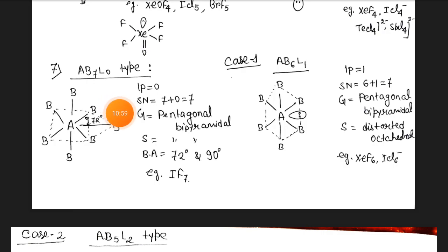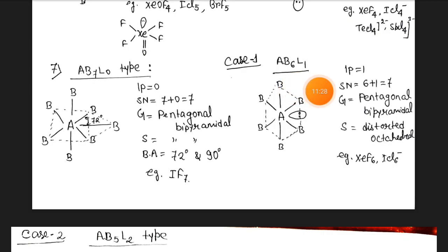Next, AB7L0 type, that is lone pair is equal to 0, steric number 7 plus 0 is equal to 7. Geometry is equal to pentagonal bipyramidal, but shape is also pentagonal bipyramidal because lone pair is 0. There are two types of bond angles, that is 72 degree and 90 degree, and here one example is IF7. It is also very very important question.